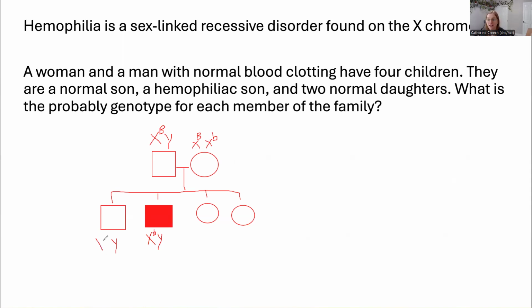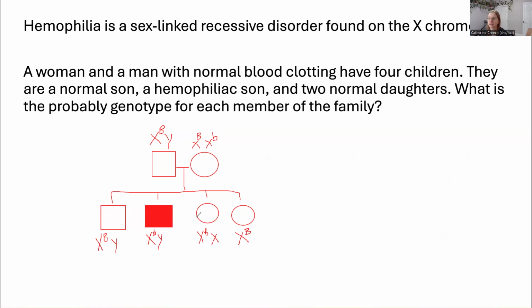This son does not have hemophilia, so he's going to get the dominant trait. And both of these daughters do not have hemophilia, so they are going to be at least one X big B, and the other gets at least one X big B.